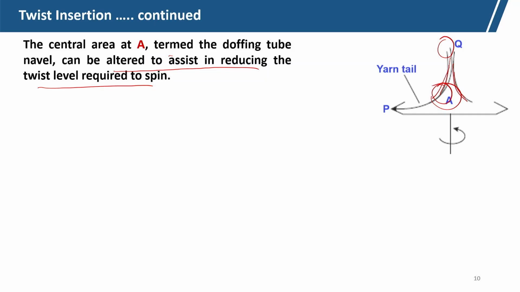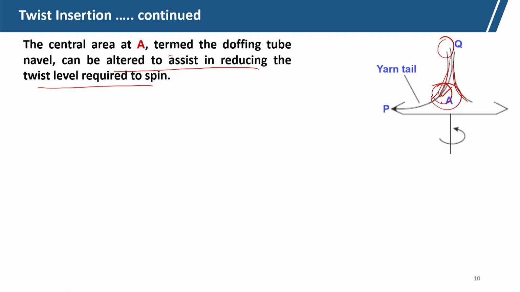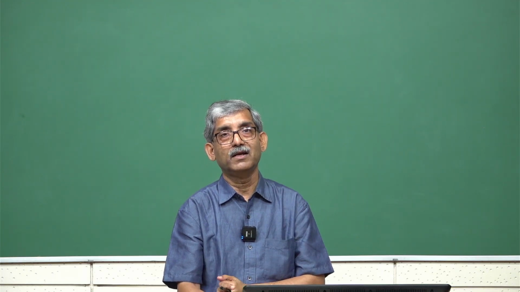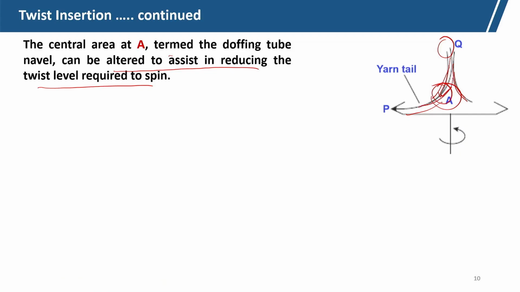Otherwise, if there is any restriction here at point A, then we have to produce high twisted yarn for proper propagation. Otherwise, if we can develop a particular novel navel where there won't be any twist restriction, smooth flow will be there. In that case, we can use low twisted yarn, we can produce low twisted yarn.